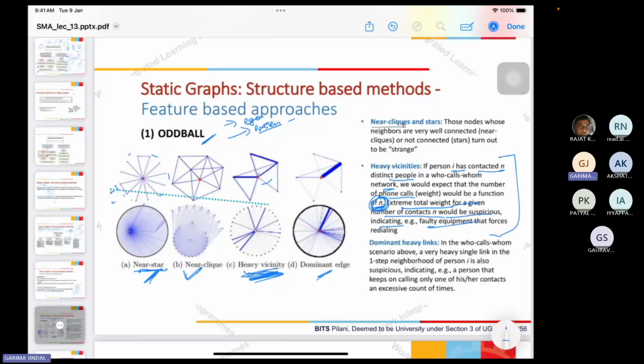Then we have the third type of anomalous behavior, that is dominant edges. If I have any edge that has a huge weight, that can again be considered an anomalous node.